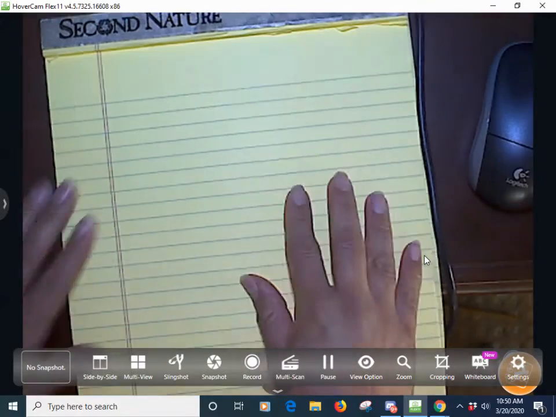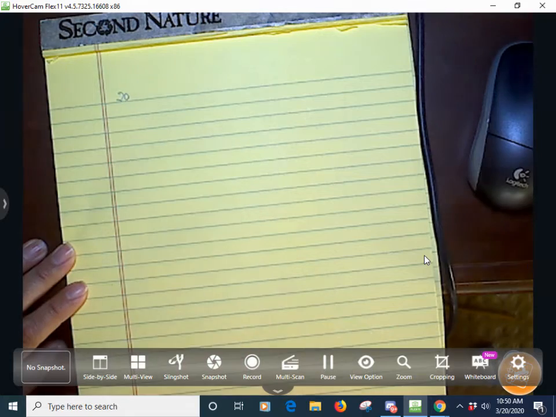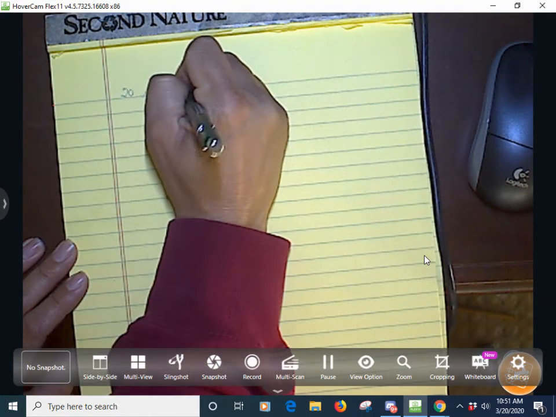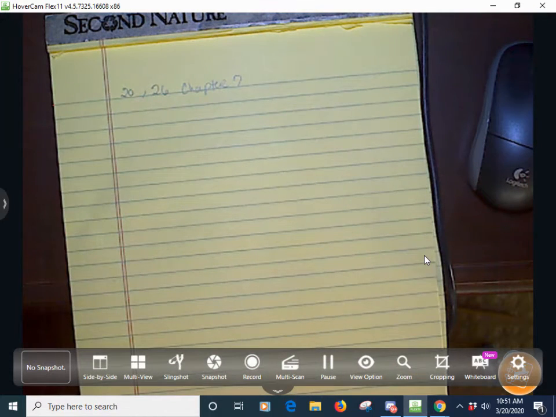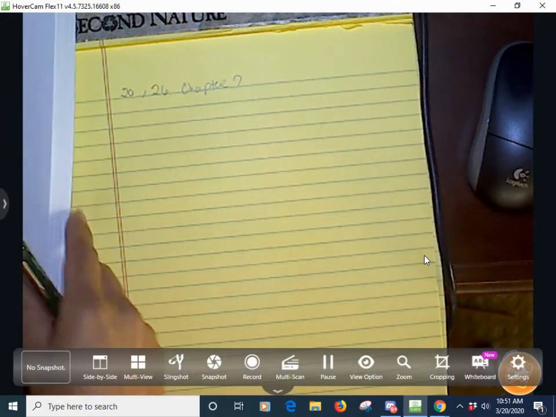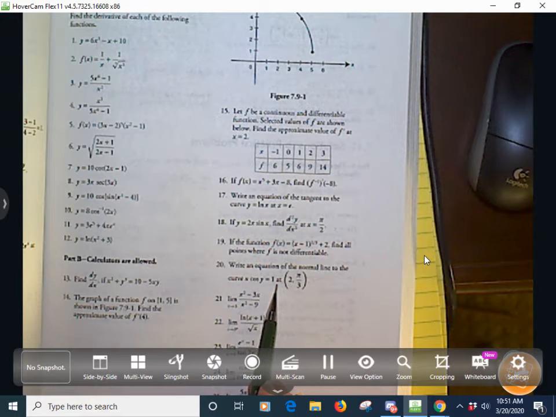Hi students. Okay, so the problems that are left to discuss are number 20 and 26 on chapter 7 in our 5 Steps to a 5 AP Calculus AB book. So number 20 says, write an equation of the normal line to the curve x times cosine y equals 1 at (2, pi over 3).